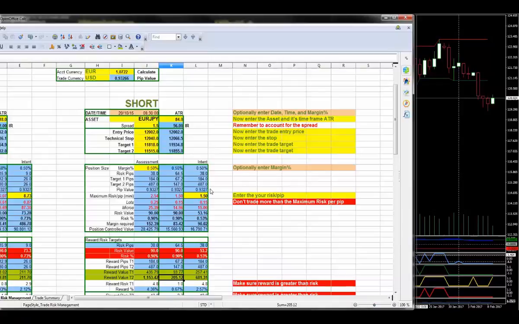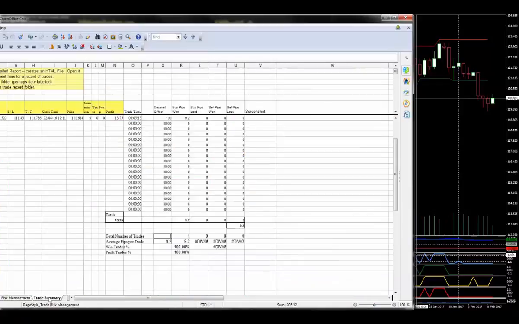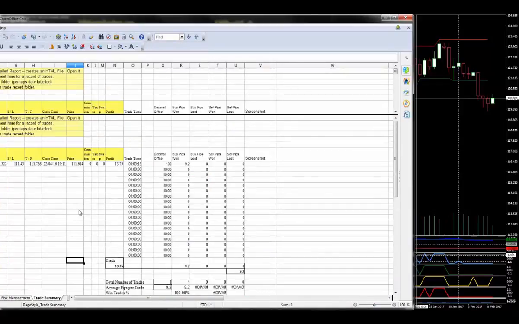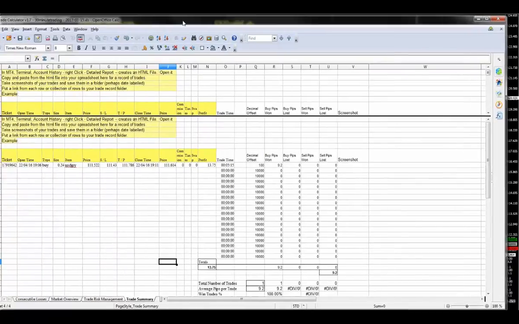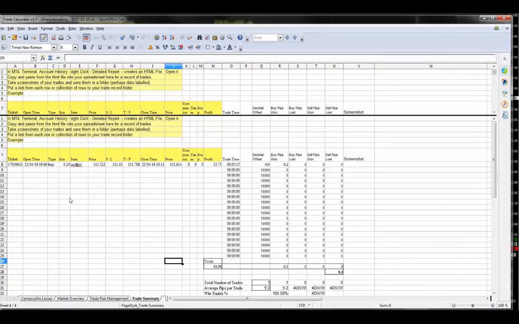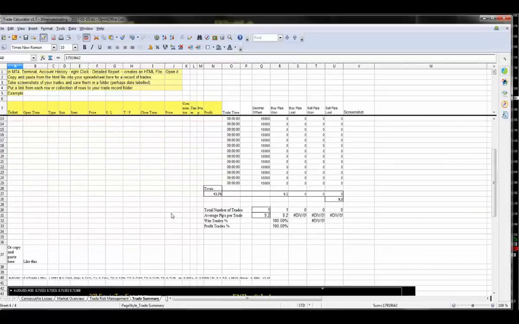And it does other things too. And then you can also work out details of your trade summary. You can put all your trade summary in here. It'll allow you to put in details from MetaTrader of all the different trades, exactly what it is, how many pips you've won and lost, and so forth.